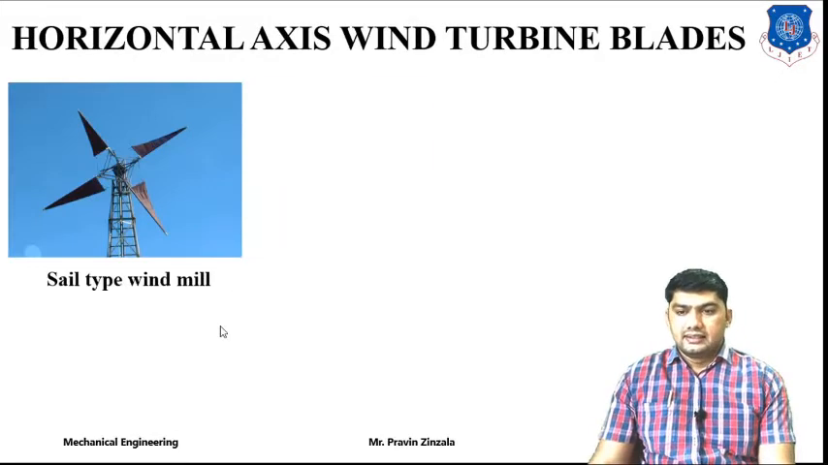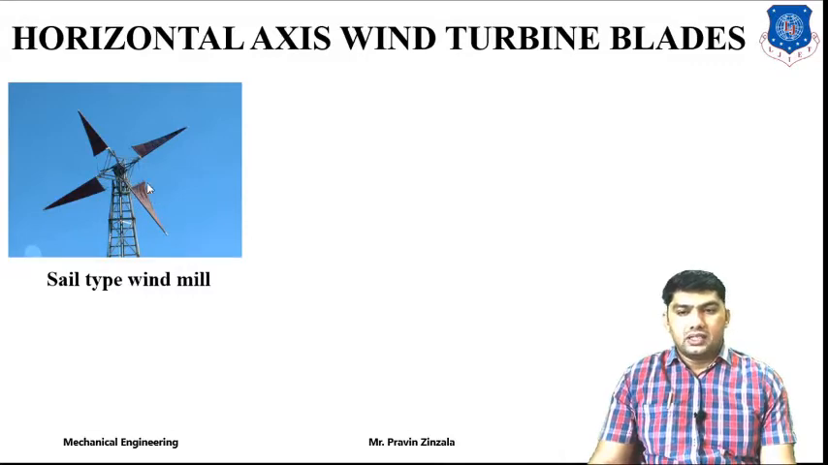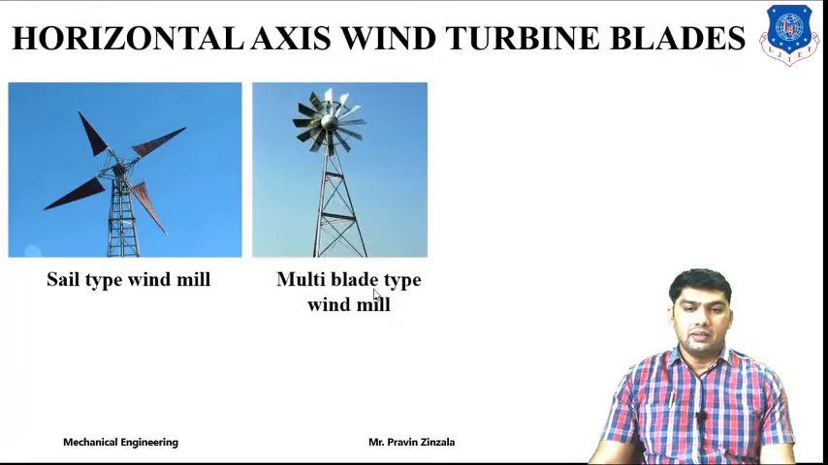Next is the sail type windmill. It is a special type of windmill, and it was also used in the past. Sail type means it has a metal structure, and it also uses different materials and cotton for making the windmill. At the root it has the maximum width, and at the tip it has the minimum width. So it's called a sail type windmill.